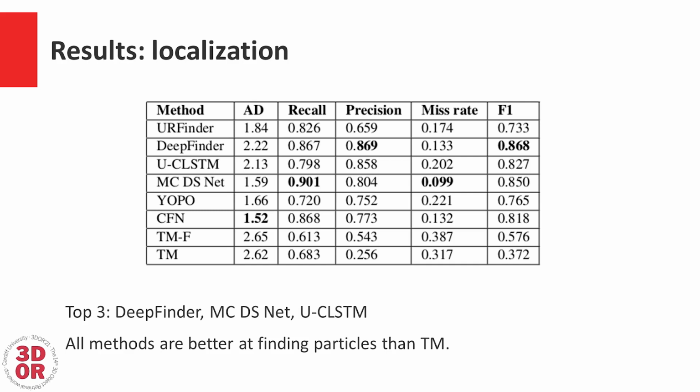We can see that, first of all, learning-based methods are better at finding particles than template matching, the last two rows in the table. Judging by F1, DeepFinder is the best performer, followed by MCDS-Net, U-CLSTM, and CFN.